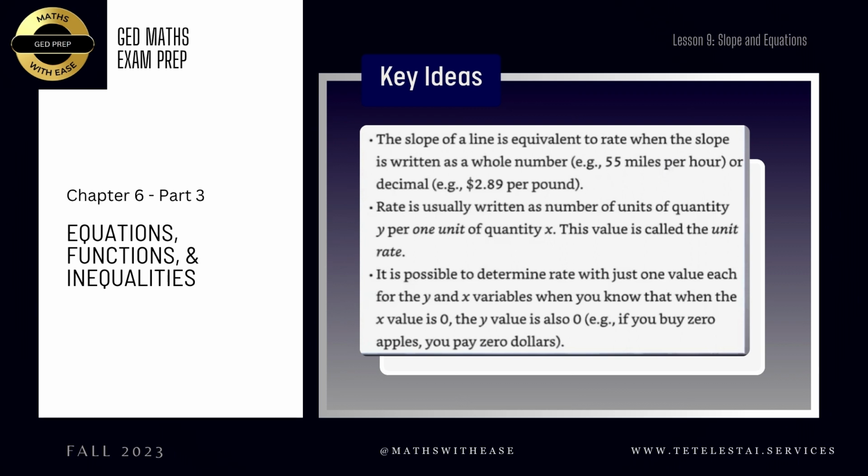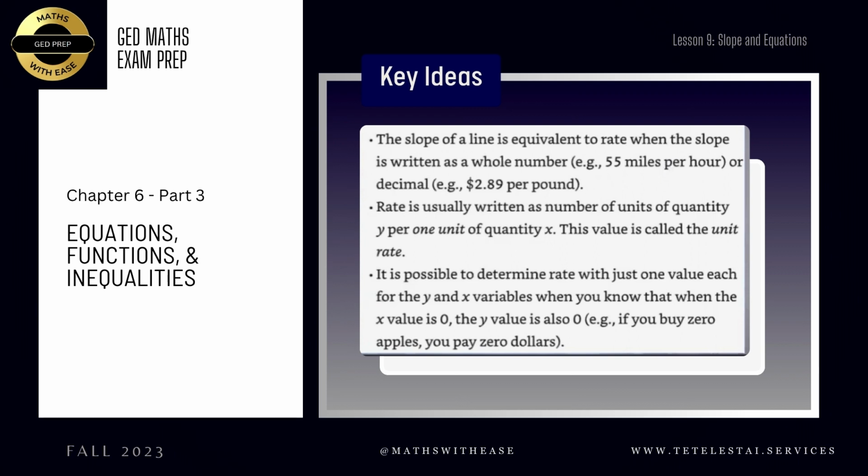A rate is usually written as a number of units of quantity y per 1 unit of quantity x. And so here we see again the same fundamental principle. We have our rise, or y, per or over our run, with our quantity x. This value is called the unit rate. It is possible to determine rate with just one value each for y and x variables, when you know that when the x value is 0, the y is also 0.